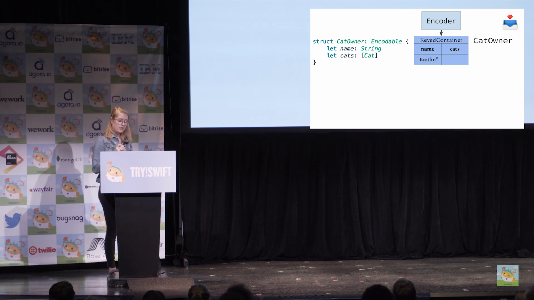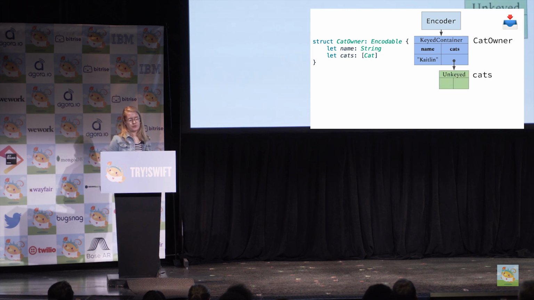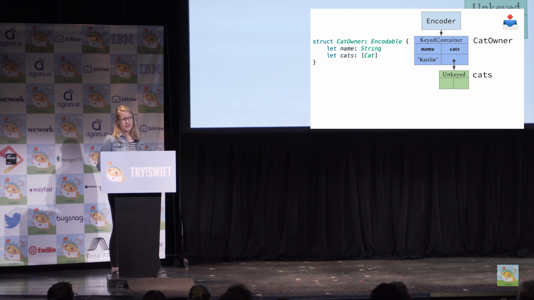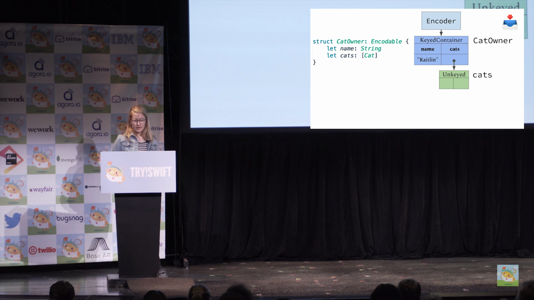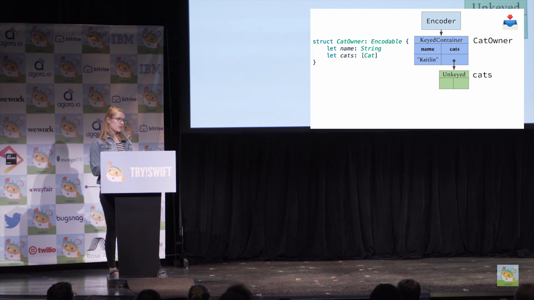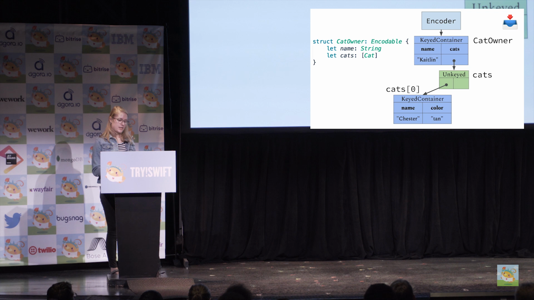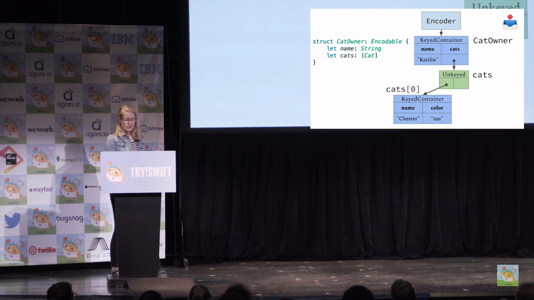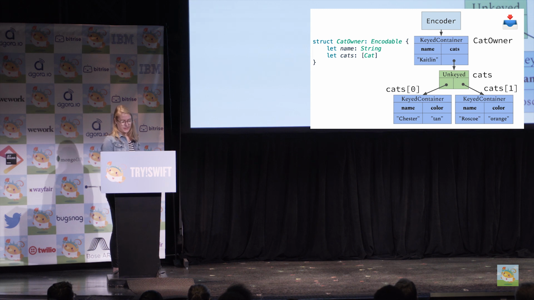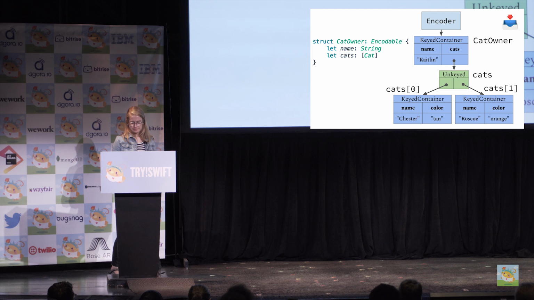So what we actually want here is a nested container, which encoders support as well. And in this case, we want an unkeyed one, since we've got this sequence of cats to put in. In the first spot of the unkeyed container, we want to put a cat. But remember, we saw before that a cat actually needs a keyed container. So now we're going to nest containers again and put a nested keyed container within our unkeyed container. We'll have one there for the first cat, and then in the second slot, we will put in the second cat. So that's how cat owner gets translated into containers.